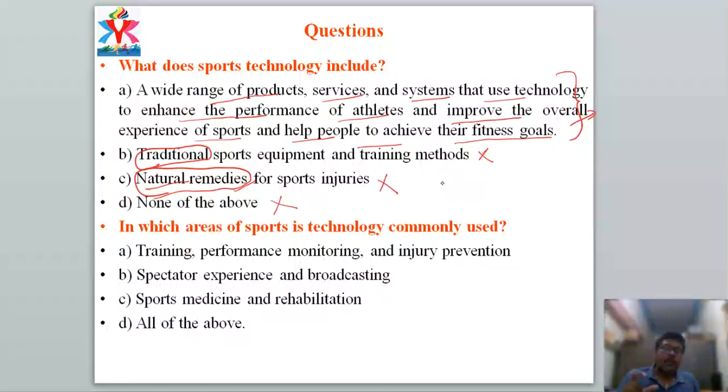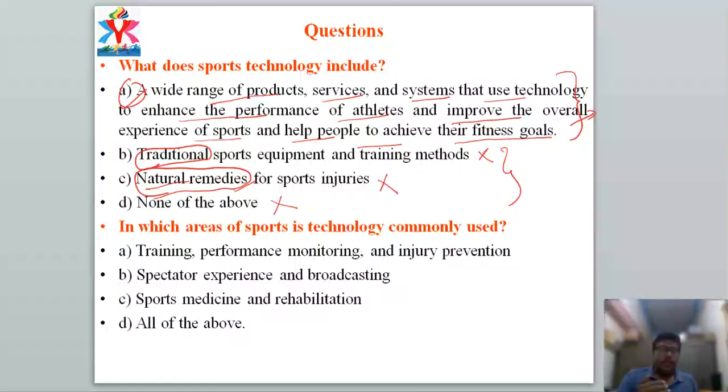So according to this question, what does sports technology include? It doesn't work with traditional sport equipment and training methods, and it won't work with natural remedies for sport injuries, and option D is none of the above. So all the three options are wrong. The remaining option A is the only right option. Sports technology includes a wide range of products, services, and systems that use technology to enhance the sport performance of athletes, to improve the overall experience of sports, and to help people achieve their fitness goals. These concepts are definitely included in sports technology, right? So option A is the right option.